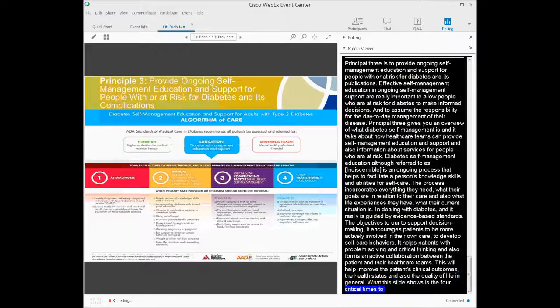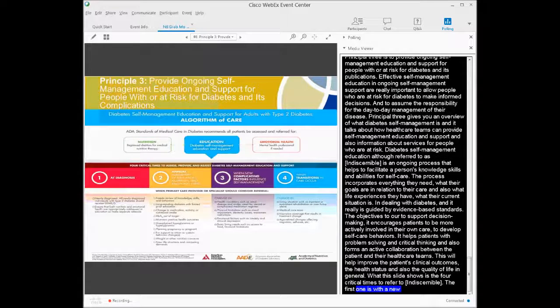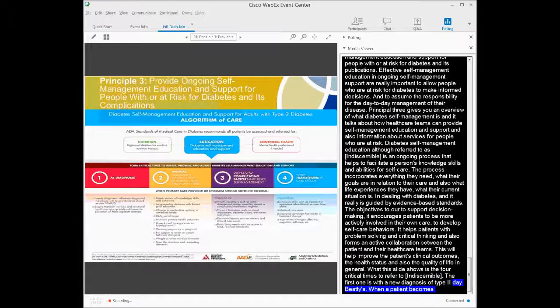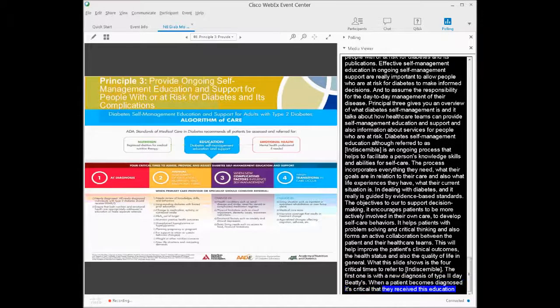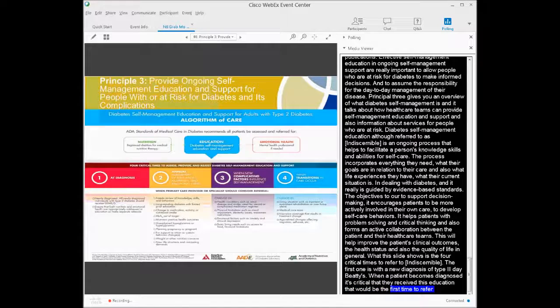So the first one is with a new diagnosis of type 2 diabetes. So right when a patient becomes diagnosed, it's really critical that they receive this education. That would be the first time to refer a patient. Secondly, you want to refer them annually for health maintenance and prevention of complications.